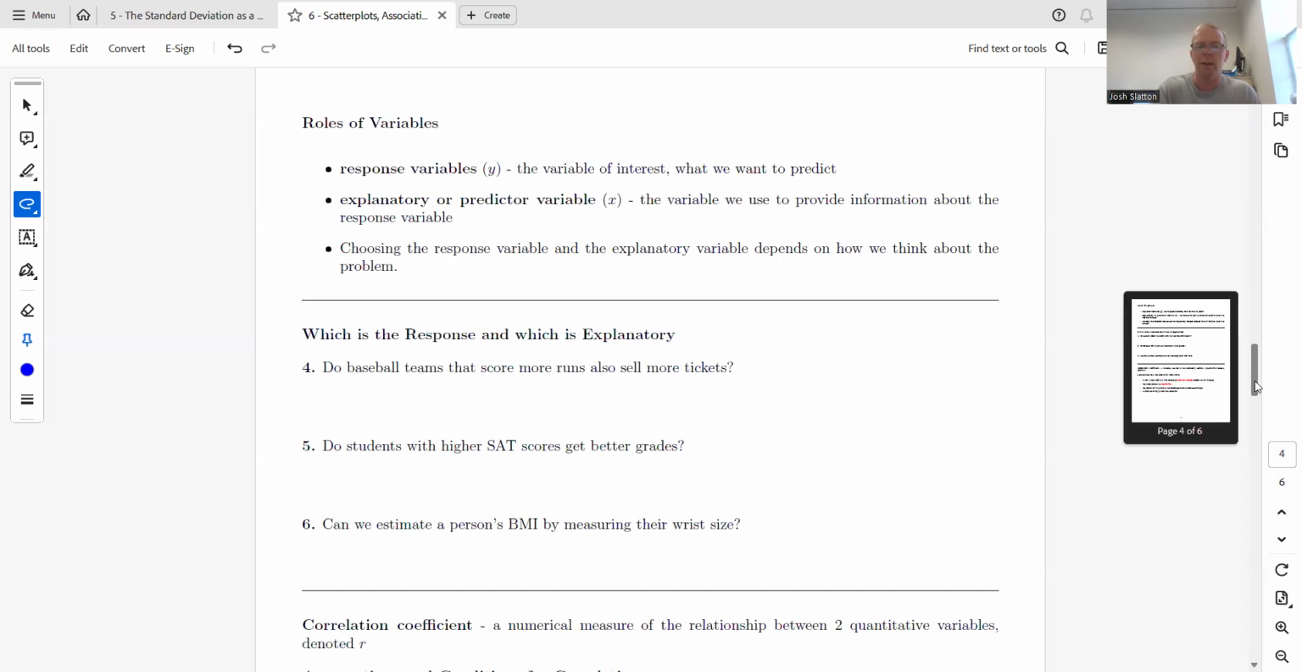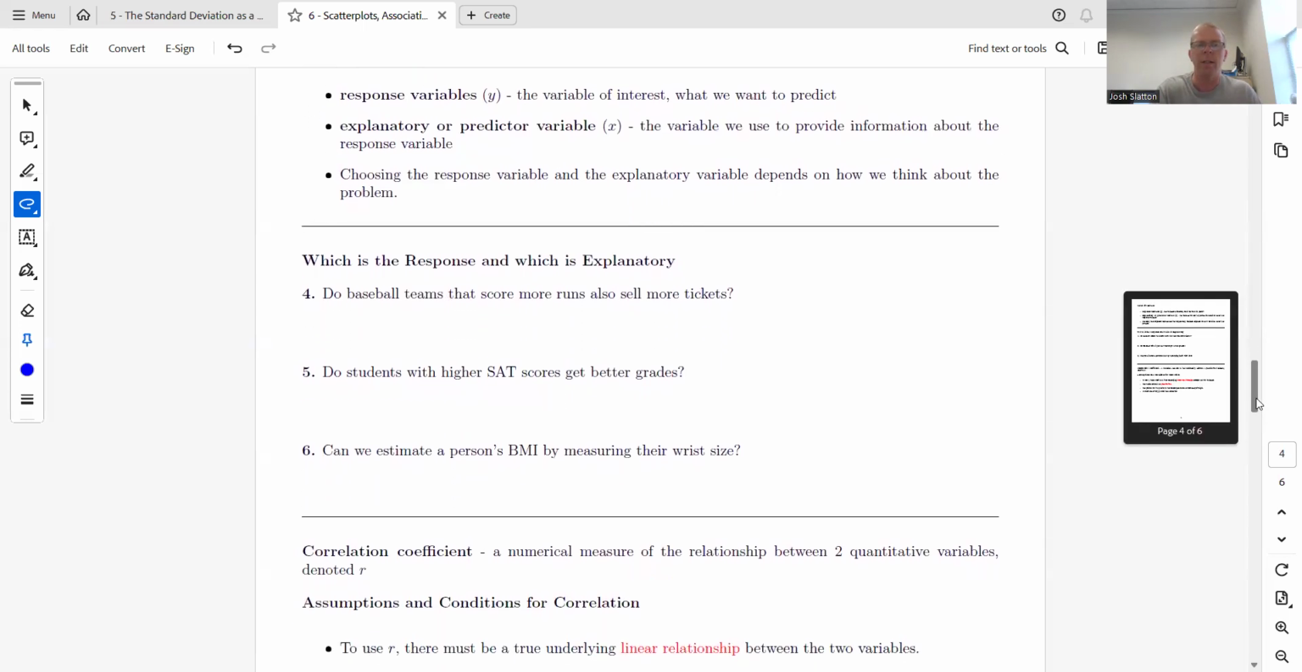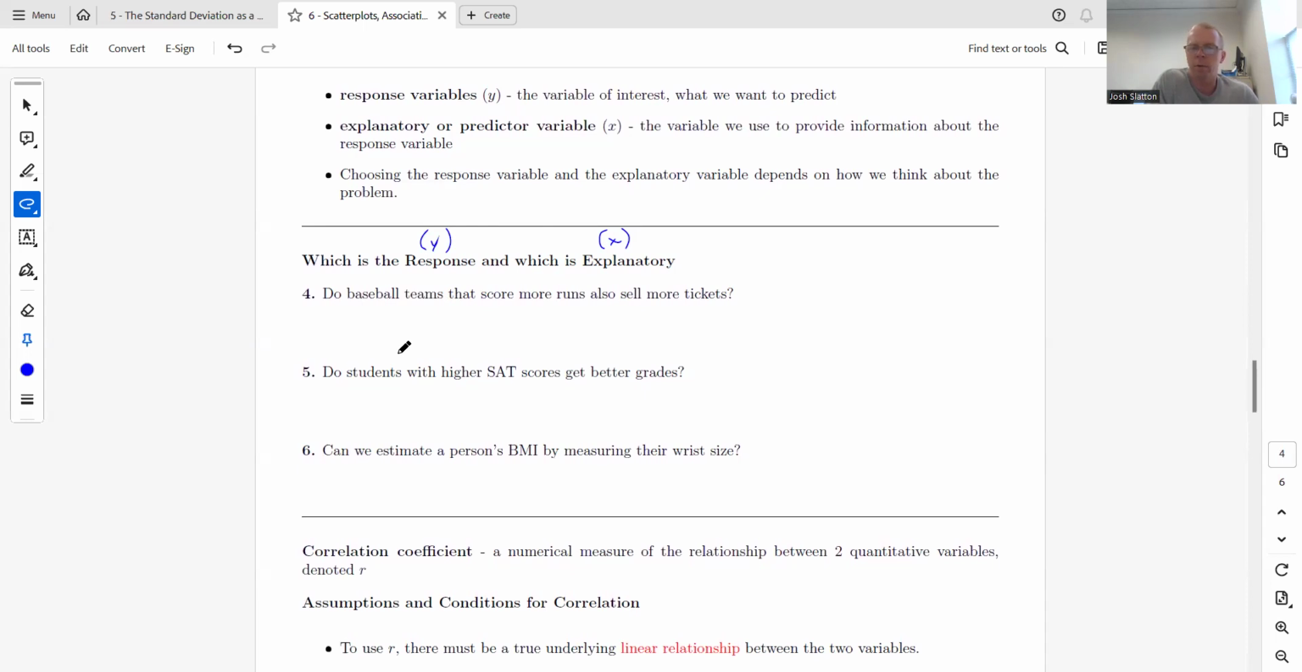So let's look at these examples here and decide which variable would be the response, which is the Y. So response is the Y, explanatory is the X. And when I do this in class, first of all, what are the two variables? That's probably what we need to pick out. So do baseball teams that score more runs also sell more tickets? So runs would be one variable, tickets would be the other variable. And which would you use to predict the other?